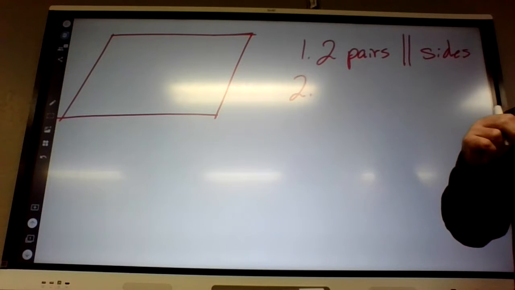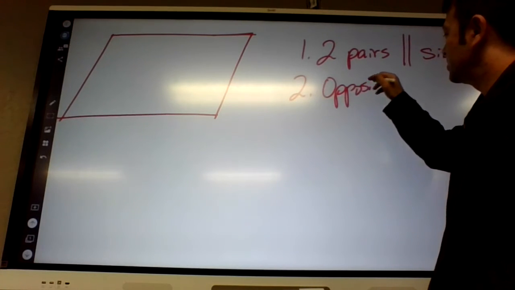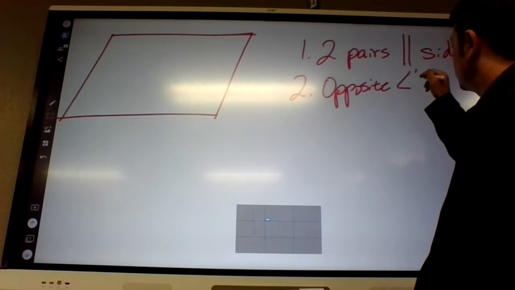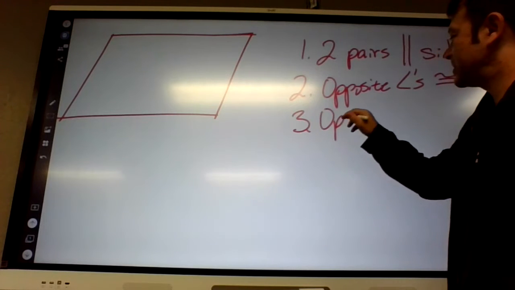If it's opposite angles, then they're the same. Opposite angles congruent. Opposite sides are congruent. Opposite sides congruent.